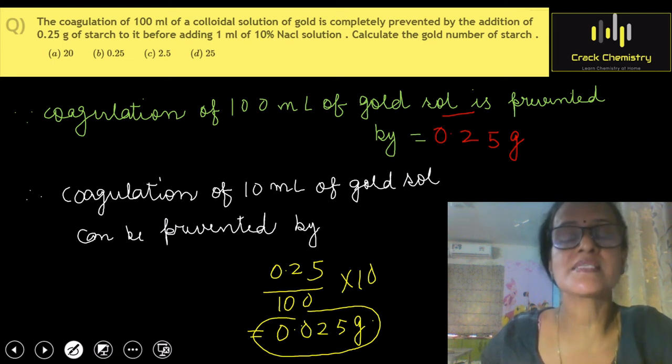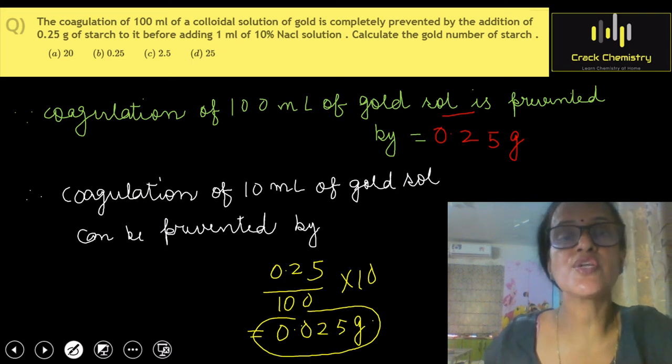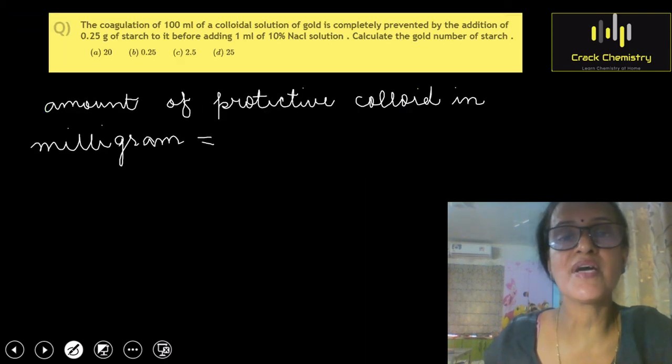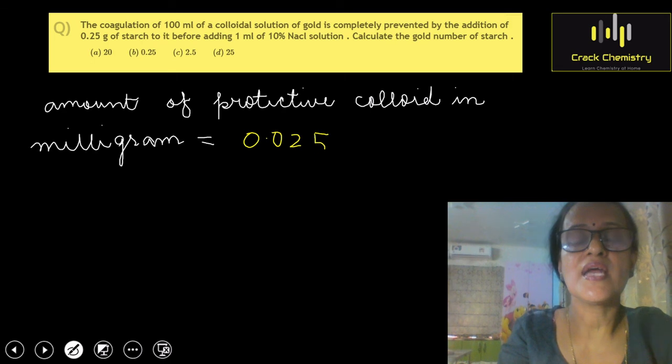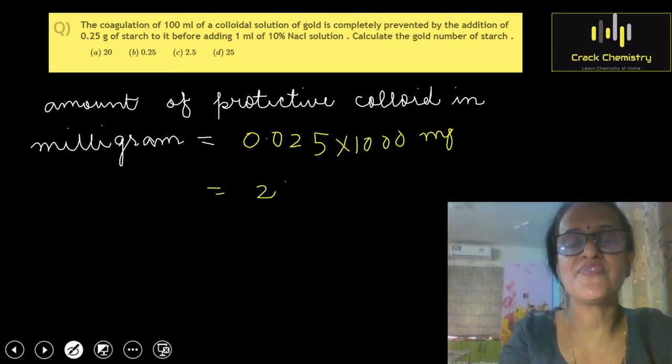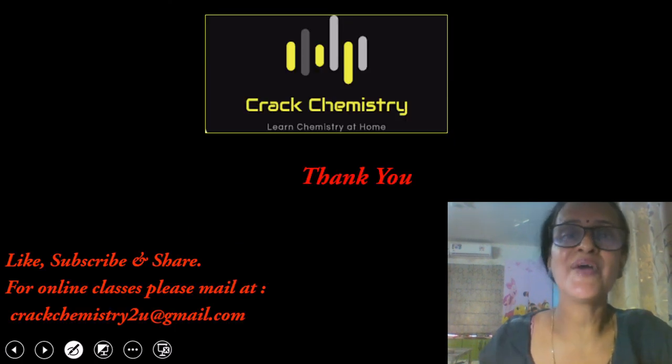But we need this number in terms of milligram. So we can convert this 0.025 gram into milligram. So amount of protective colloid in milligram will be equal to 0.025 into 1000 milligram. So your answer will be 25. The gold number of the protective colloid is 25. I hope each and every point is clear to you.